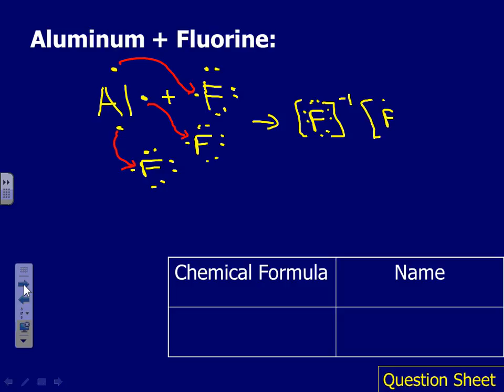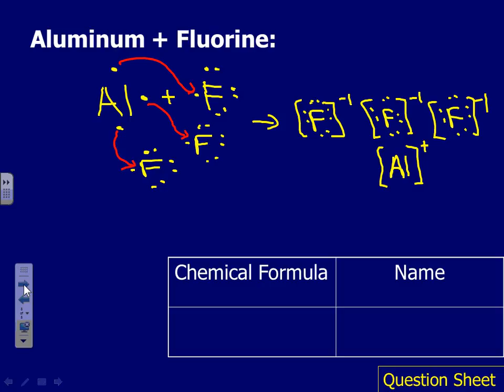Another fluorine, -1. Another fluorine, -1, because they've only gained 1. And then the aluminum. Charge on the aluminum? What do you think, Tyson? Yeah, +3. It's got to cancel out, right?